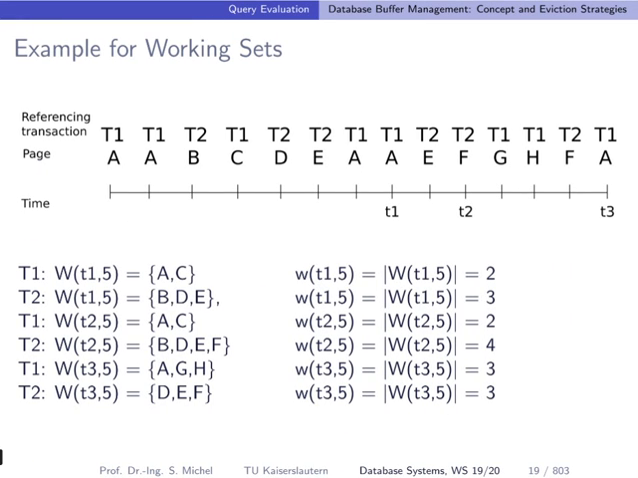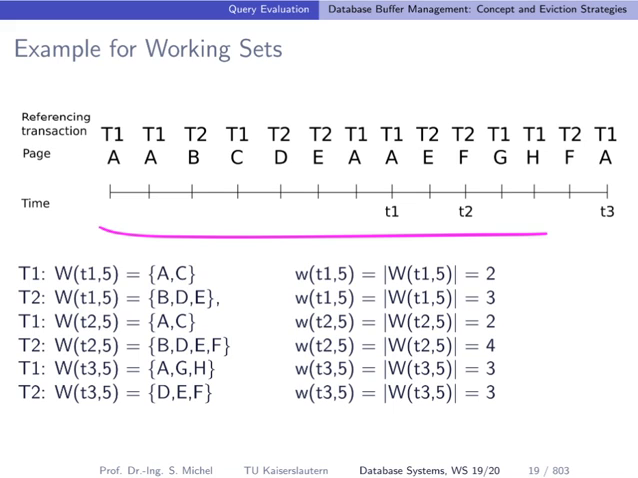Here's an example of how to compute working sets. So we have here the timeline and 3 specific points in time, t1, t2, and t3. We always look at the last 5 references, so the window size is 5. We have 2 different transactions, T1 and T2.